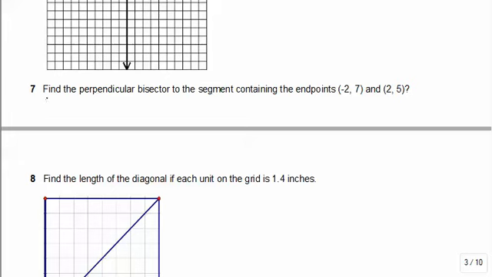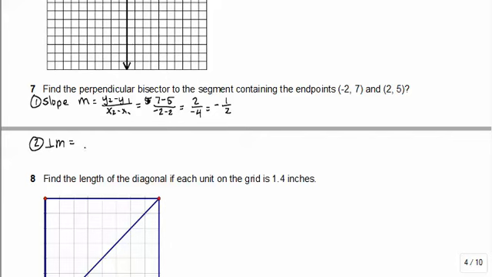So the first thing you're going to have to find is your slope. And your slope is y2 minus y1 over x2 minus x1. So it is 7 minus 5 over -2 minus 2, which is 2 over -4, which reduces to -1/2. So then the second thing we have to do is find our perpendicular slope.